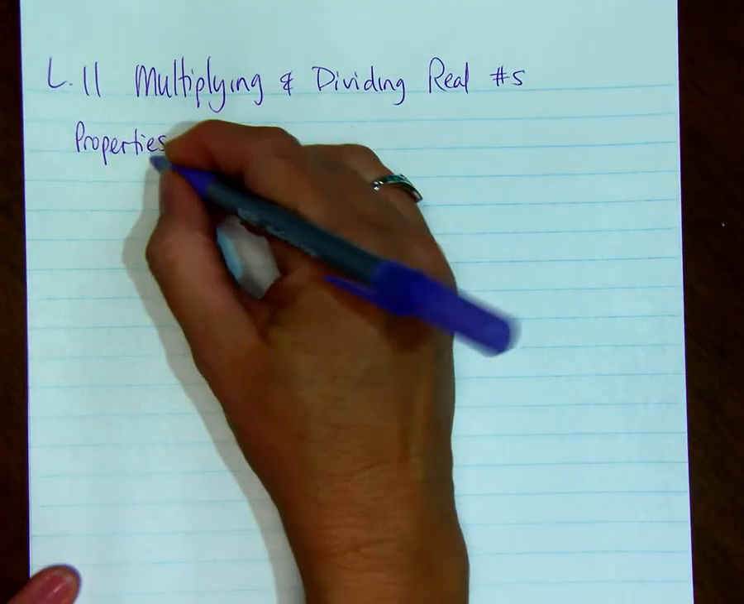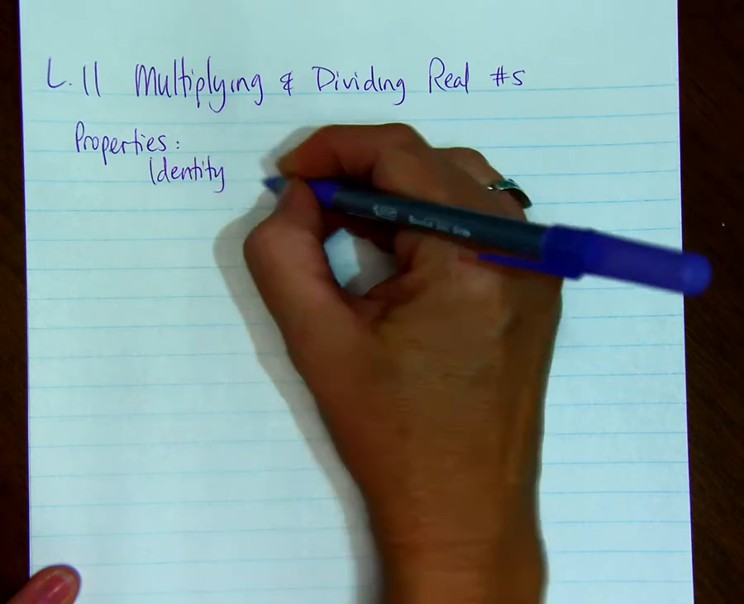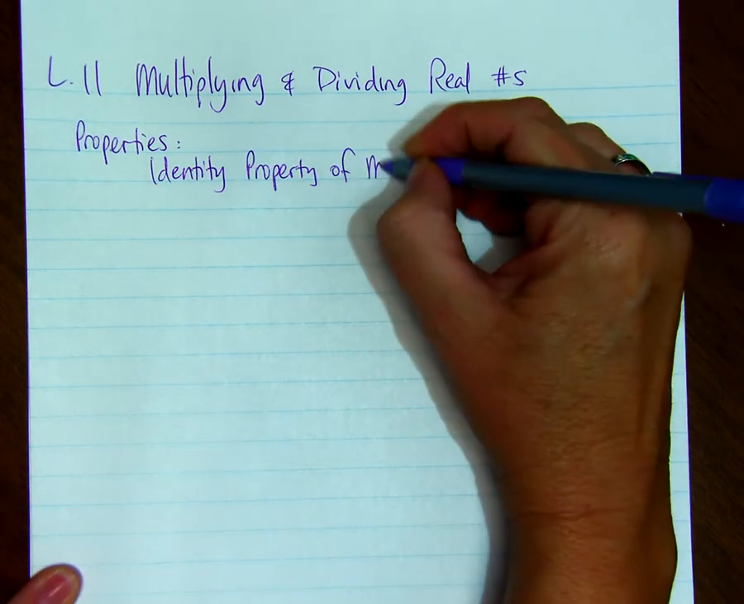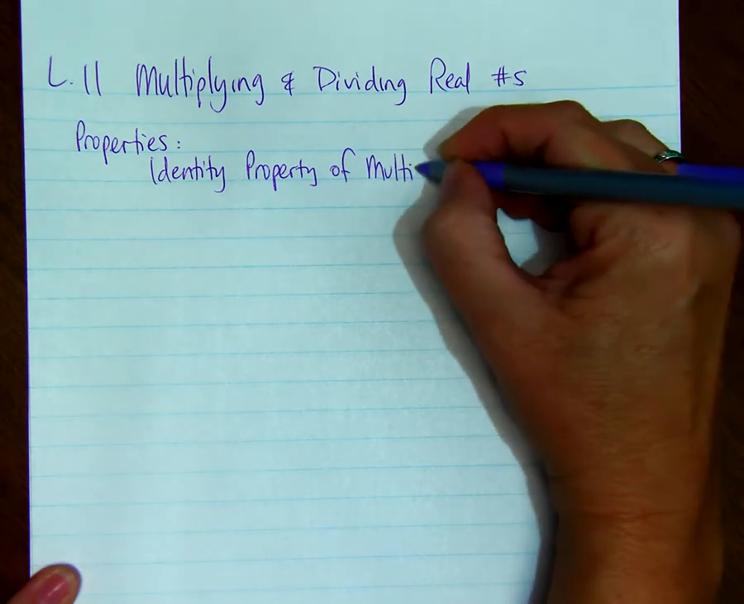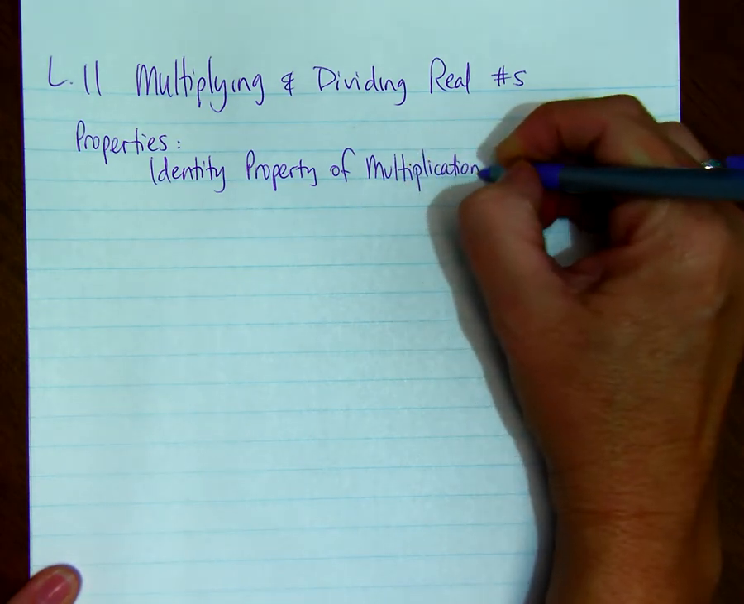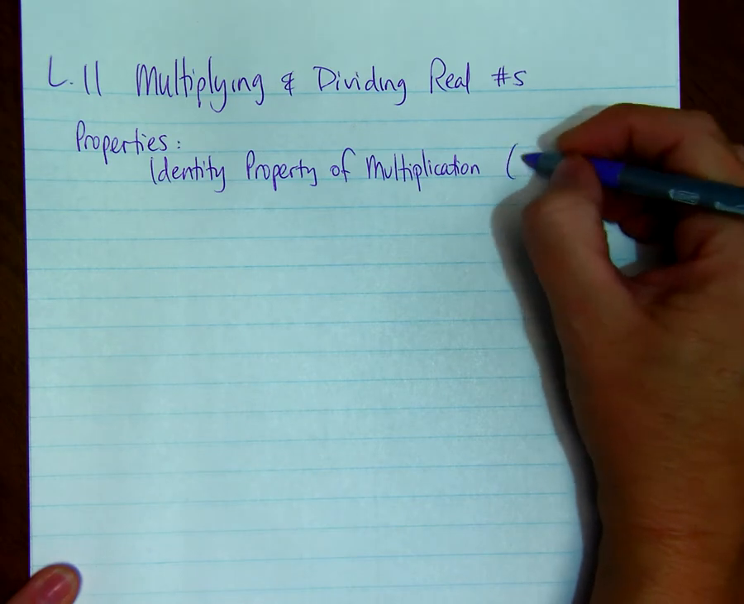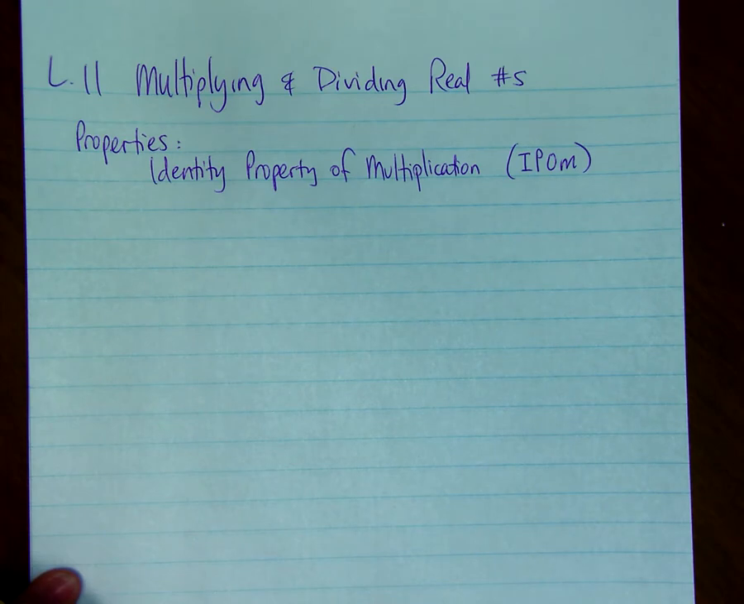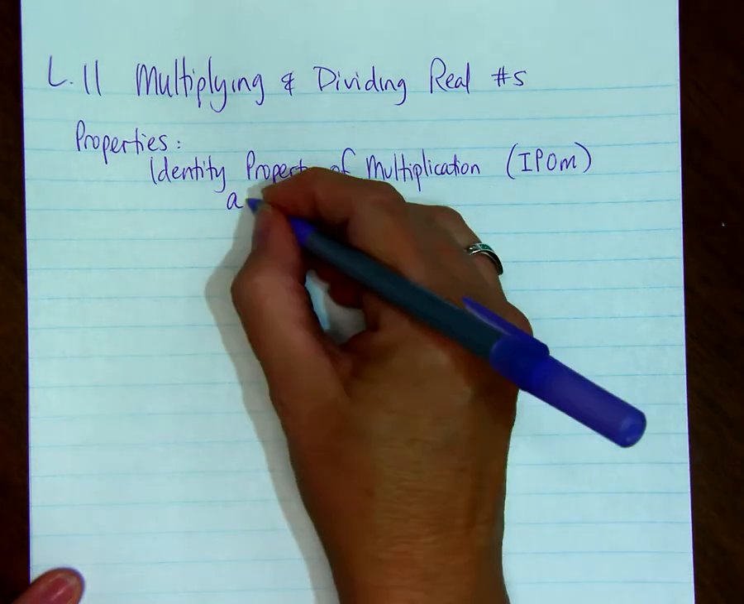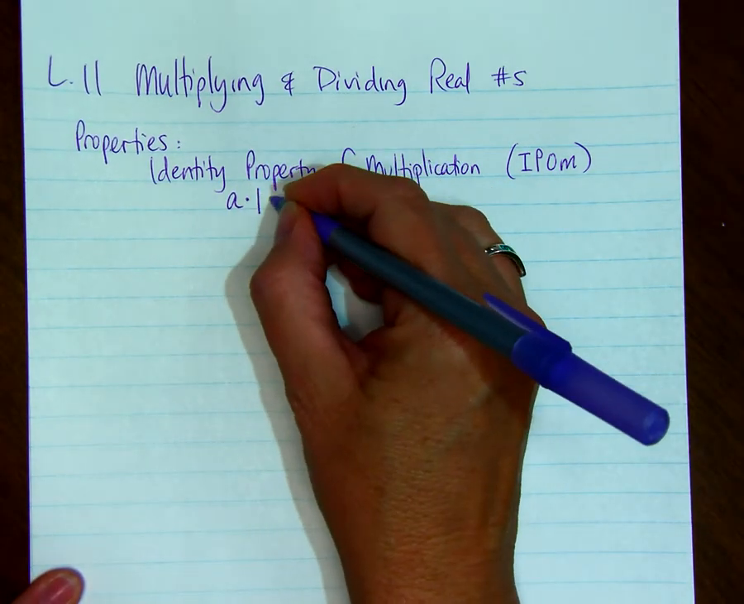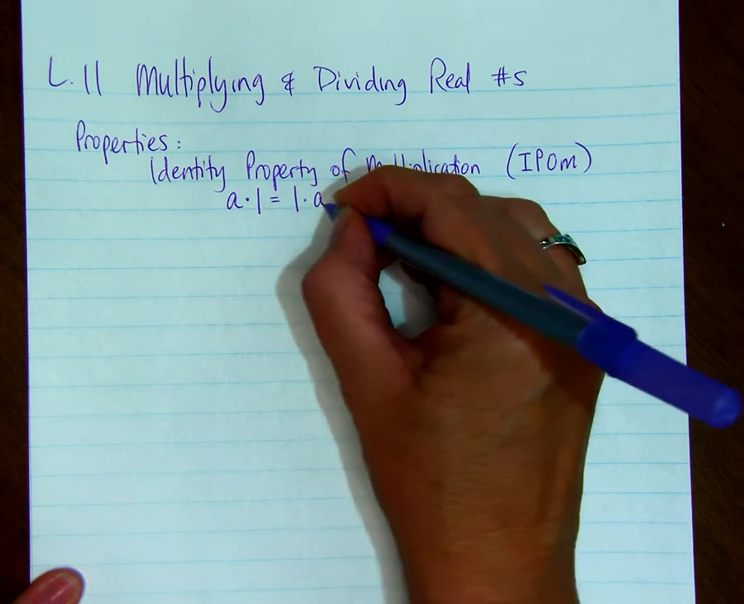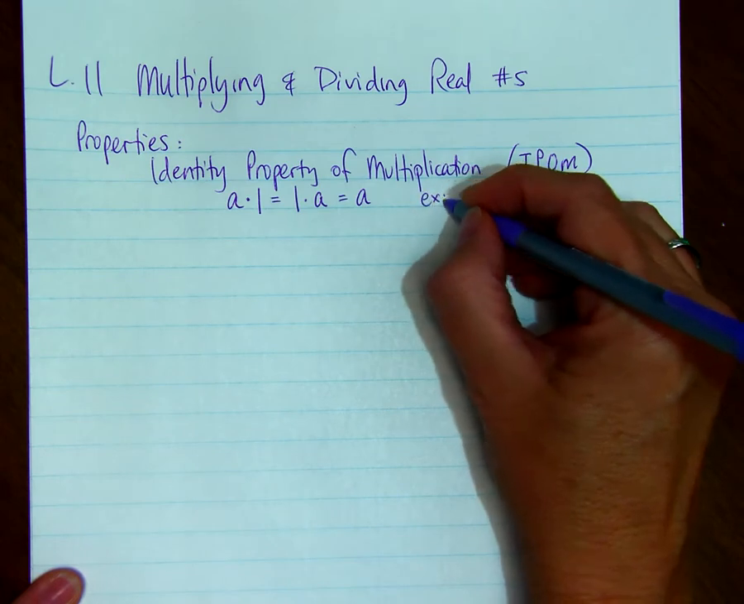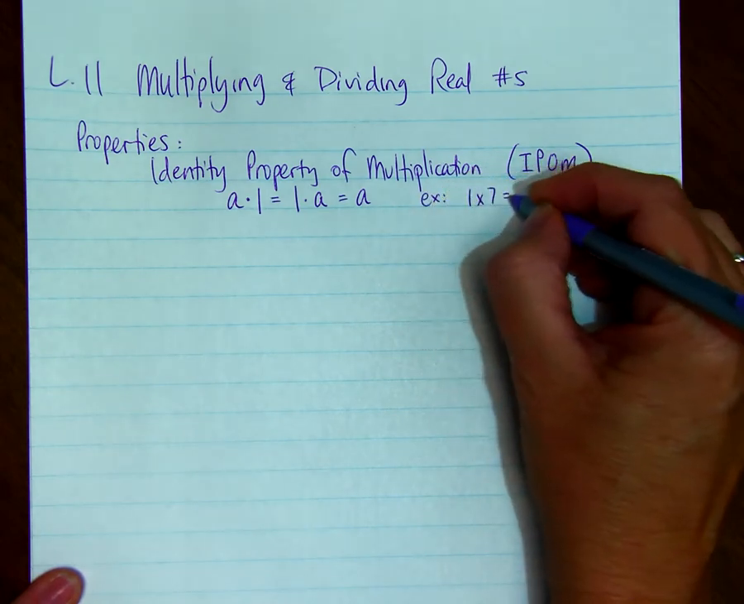The identity property of multiplication. If you want to use capital IPOM for identity property of multiplication, you may. That is when you take A times 1, that's going to equal the same thing as 1 times A, or A. And here's an example of that identity property. 1 times 7 equals 7.